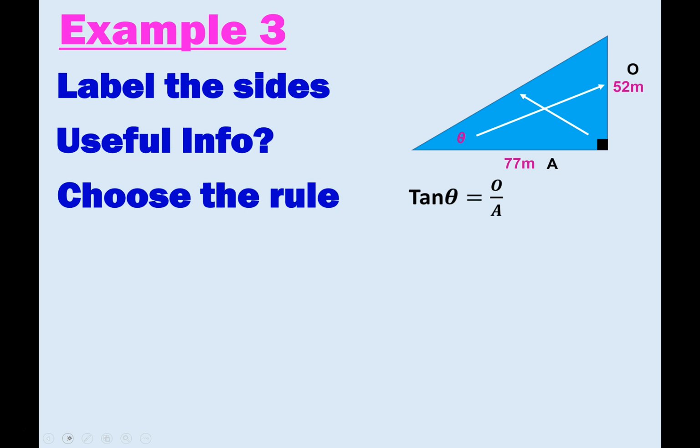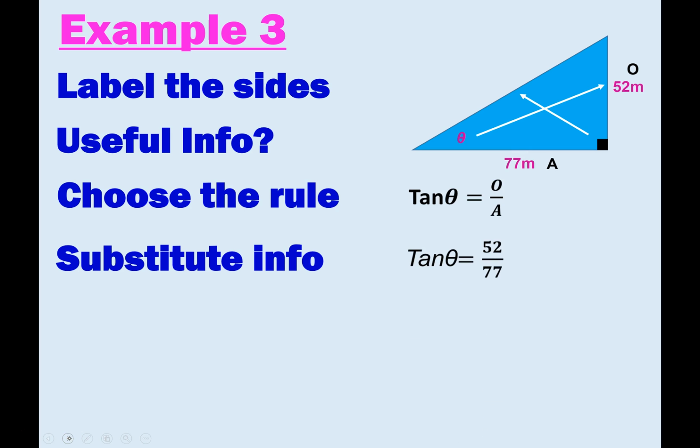So we substitute our information. This time we don't know what theta is, so we have to leave it as tan theta. The O is 52 and the A is 77. So it's not a guess of is it 52 over 77 or 77 over 52. You have to follow what the rule says. So it says O, so opposite over adjacent, so it has to be 52 over 77.